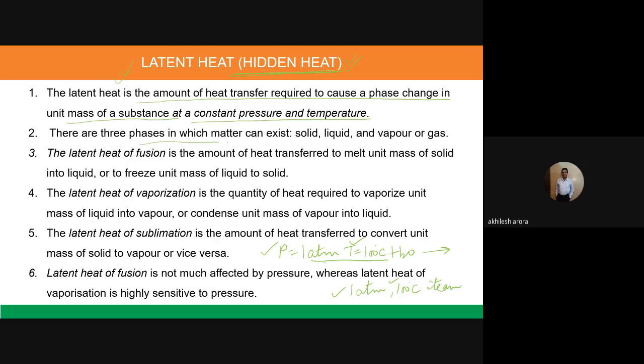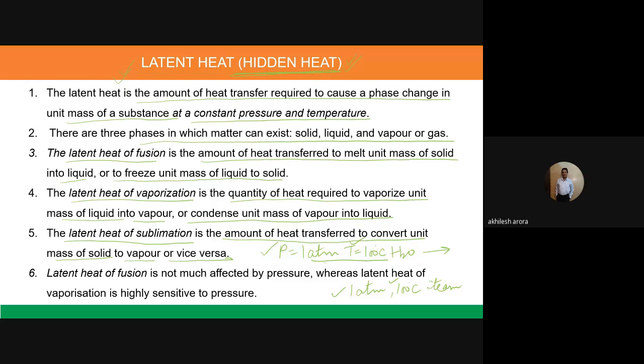There are three phases in which matter can exist: solid, liquid, and vapor or gas. One is the latent heat of fusion. It is the amount of heat required to melt unit mass of a solid into liquid or freeze unit mass of liquid to solid. Then we have latent heat of vaporization. It is the quantity of heat required to vaporize unit mass of liquid into vapor or condense unit mass of vapor into liquid. Okay, and there is something known as latent heat of sublimation also. It is the amount of heat transferred to convert unit mass of solid to vapor and vice versa.